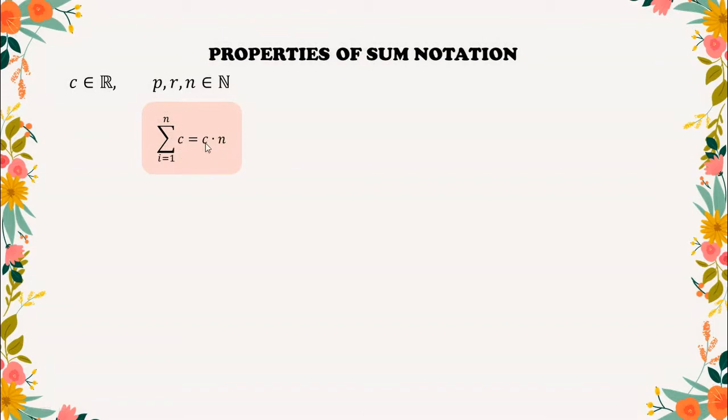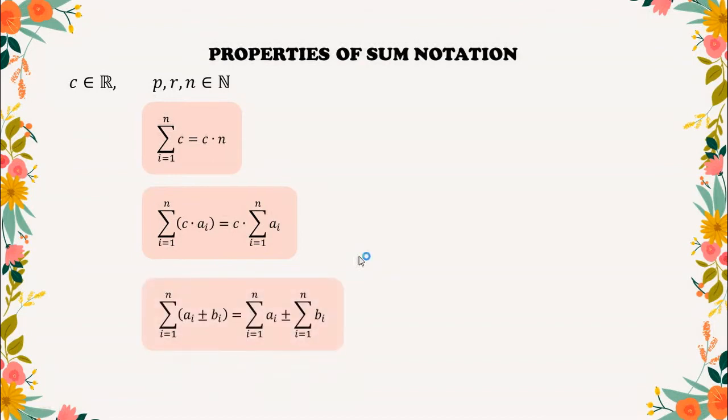Okay. So from here, the first property: if the general term is just c, which is a constant, the result will be c times n. How about if c multiplies a general term? We can put the c in front of the sum notation. How about number 3? If we have the sum notation of two general terms, a_i and b_i, you can make it easier. You can divide them, but you need to put a sum notation on each, everyone.